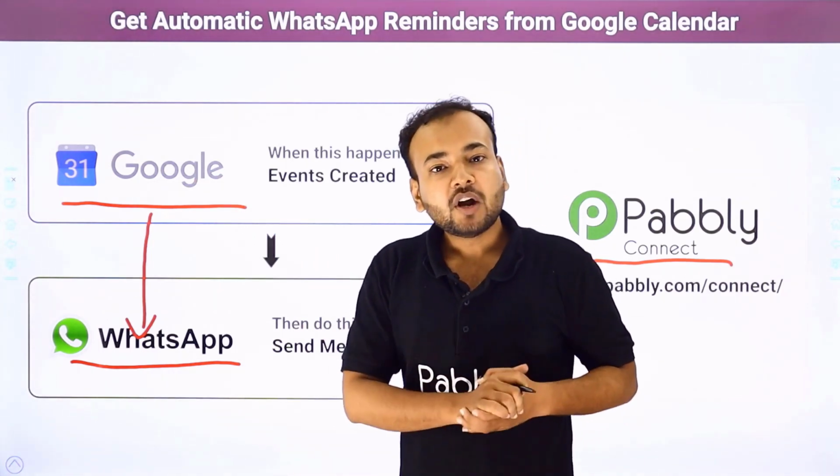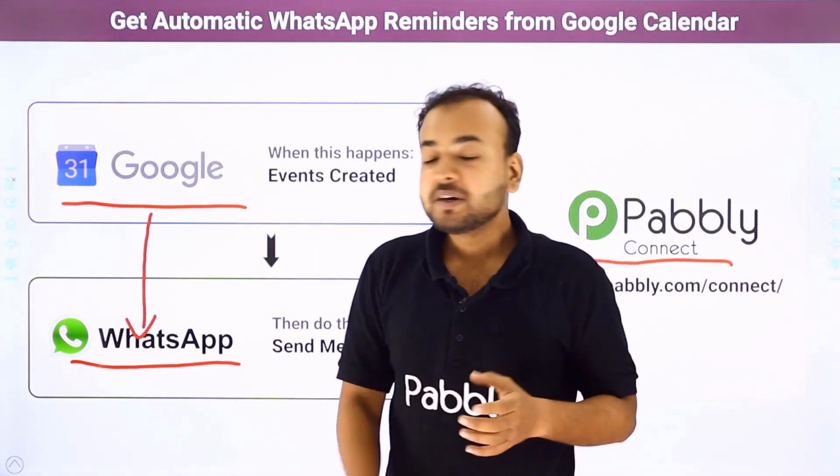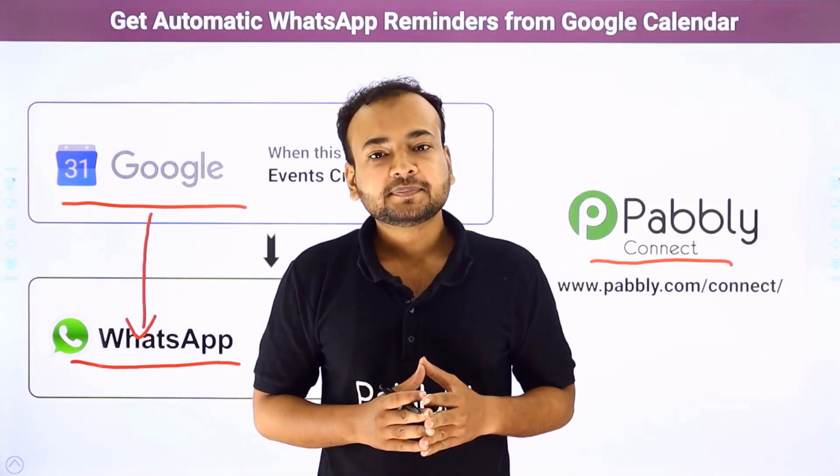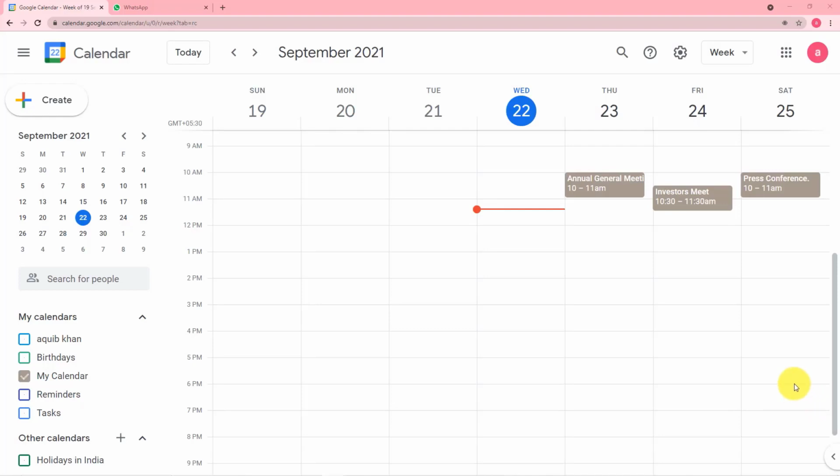So now let me give you a demo on my screen of how this connection between Google Calendars and WhatsApp is going to work in real time. So guys, this is my Google Calendar here, and you can see I have these meetings in this week, right? So I have an annual general meeting at 23rd of September, and then an investors meet, and then a press conference. So these are the events I have created that I have to attend in these days, and today's date is 22nd of September, right?